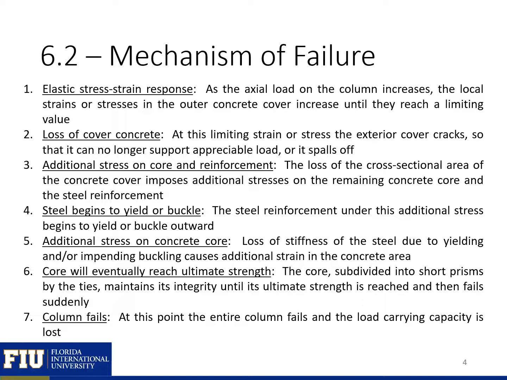Then the steel begins to yield or buckle, the longitudinal steel. After this, the additional stress will be on the concrete core because the longitudinal steel won't be able to take any additional stress. Eventually, the core reaches its ultimate strength, or we have some kind of failure of our ties that are confining our core. And then finally, our column fails. So we'll look at all these steps individually on the following slides.